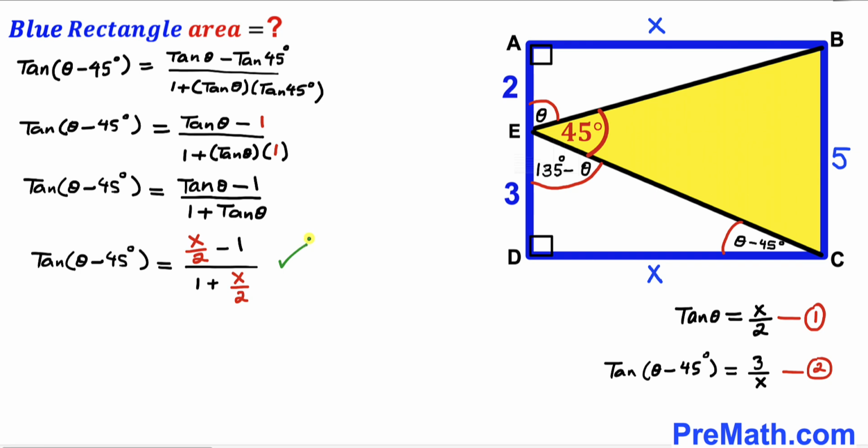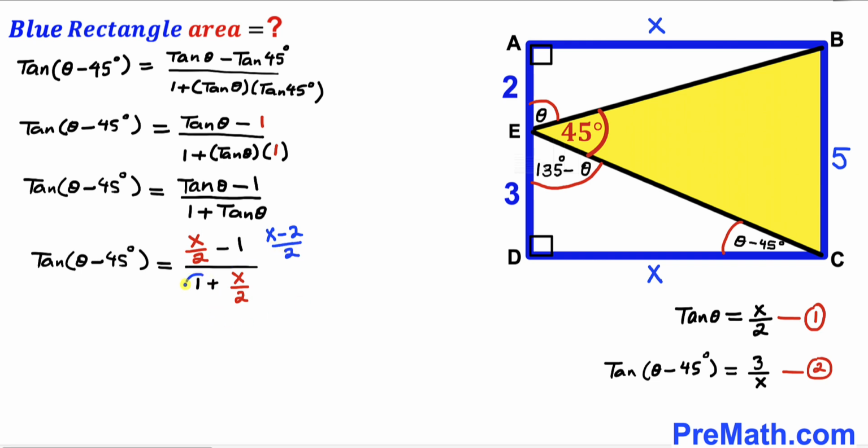as you can see in this next step. And now let's focus on this numerator, x divided by 2 minus 1, and this 1 could be written as 2 divided by 2. So therefore we can write this as x minus 2 divided by 2. So this whole thing has been simplified to x minus 2 divided by 2.